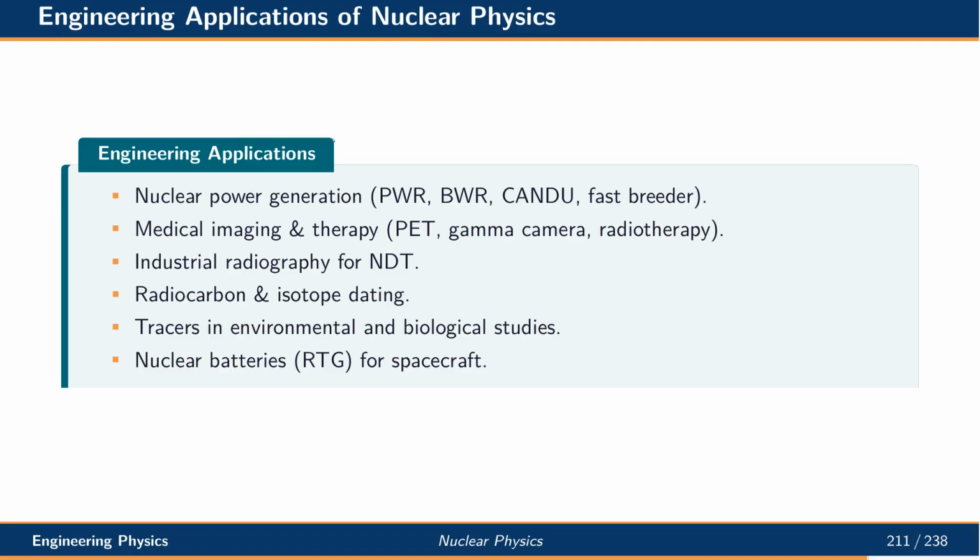Nuclear physics has many engineering applications. Nuclear power generation uses pressurized water, boiling water, CANDU, and fast breeder reactors. Medical imaging and therapy include PET, gamma cameras, and radiotherapy. Industrial radiography uses gamma rays for non-destructive testing. Radiocarbon and isotope dating reveals ages of materials. Tracers help study environmental and biological systems. Radioisotope thermoelectric generators provide power.